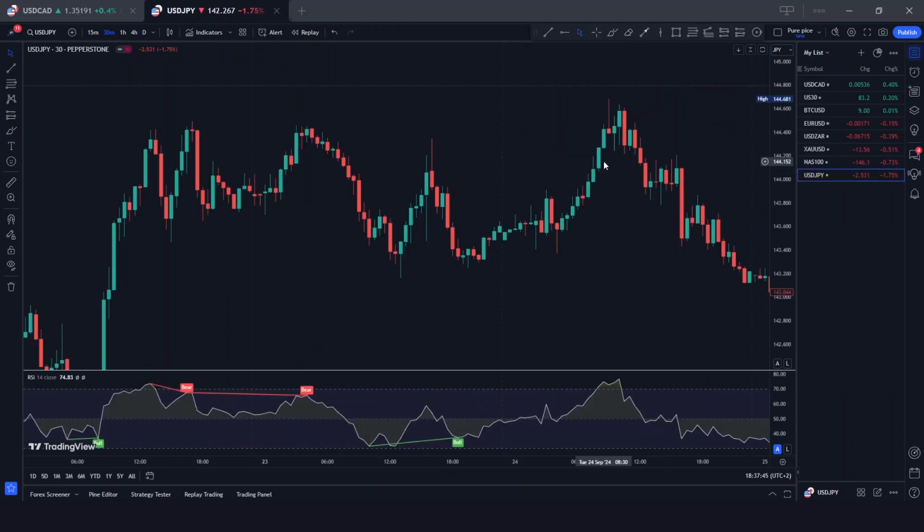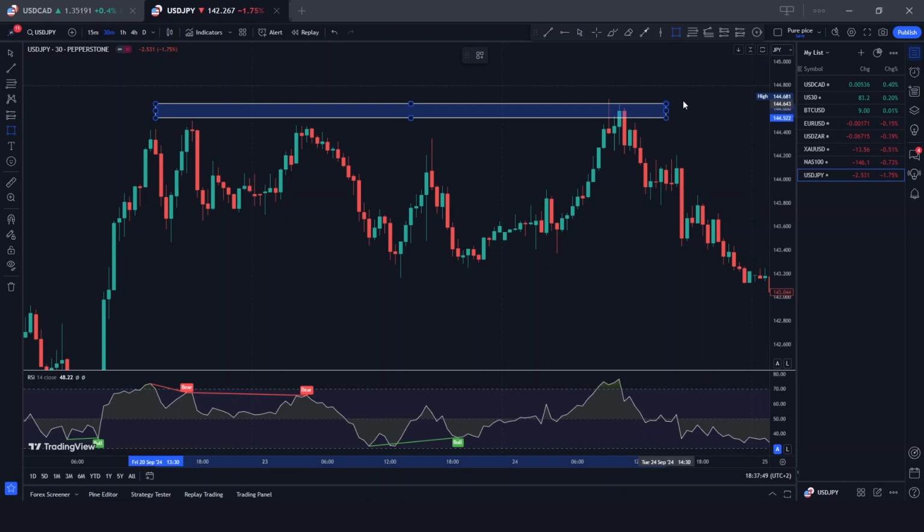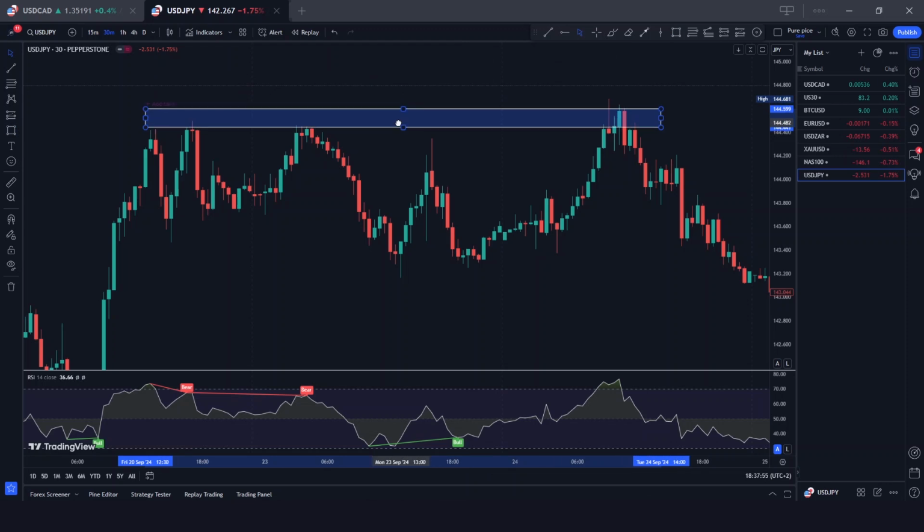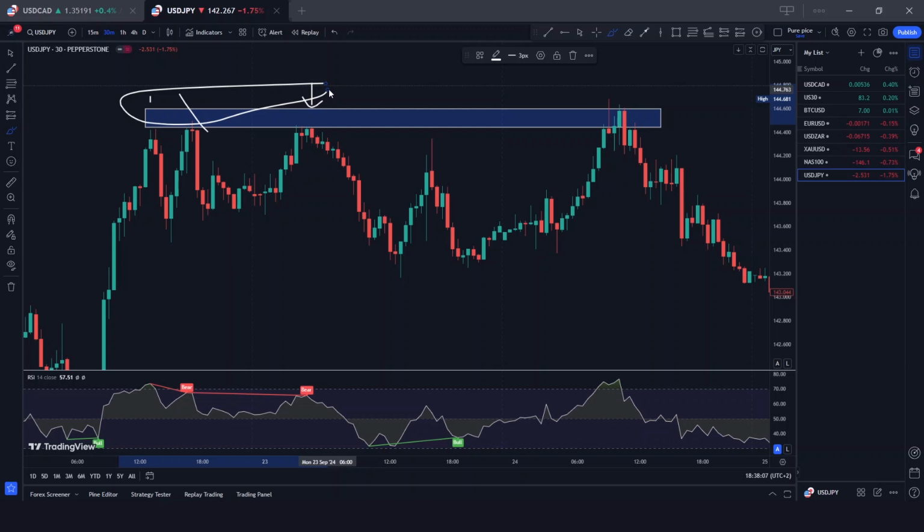So here is another example. You can see here our resistance. Let me just draw an area of resistance here, just quickly like that. You can see that our market tested this area multiple times. It started with that and then again, so it tested this area multiple times. So this is an area of resistance, and then the market came back to that area, and then it went down.